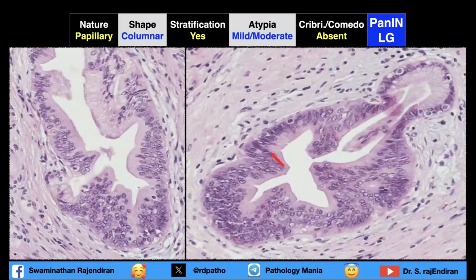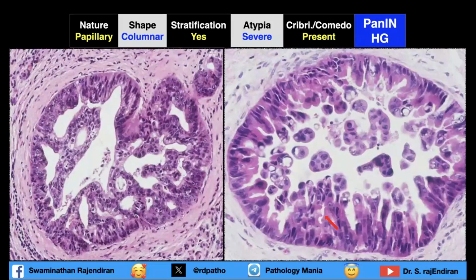Probably this may be going into high grade, but it is still low grade because of maintenance of the polarity, and the nuclei are in the middle one-third. You can see here cribriforming in the low power itself. So this is high grade. And look at the nuclei reaching the top, high grade. And look at the loss of polarity.